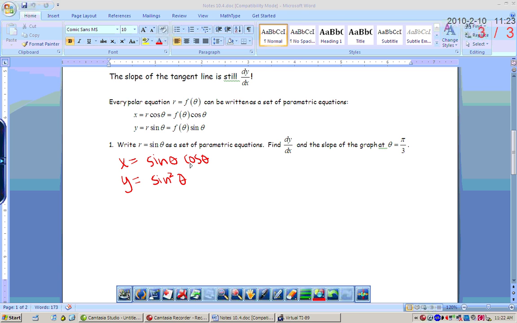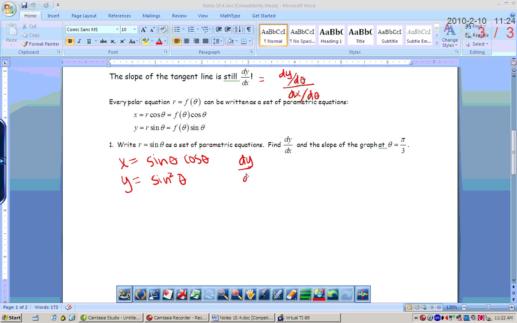Now, given x equals something in terms of theta and y equals something in terms of theta, what's the breakdown of dy dx? Good. dy dx is going to equal dy d theta over dx d theta. So it's just like the parametric equations where you had two equations in terms of t. Dy dx is dy dt over dx dt. Now it's dy d theta over dx d theta. Okay, so we've written the polar equation as a set of parametric equations.